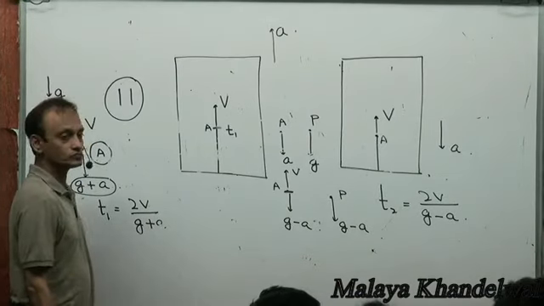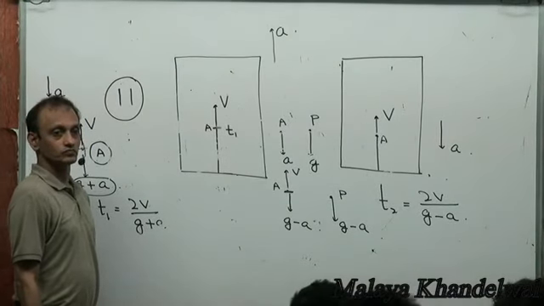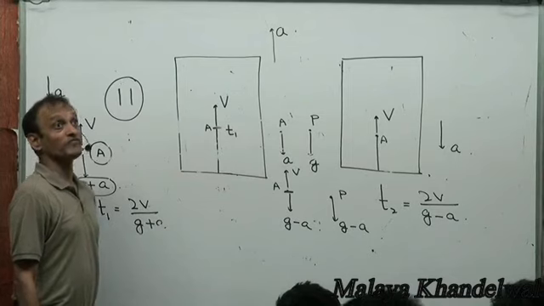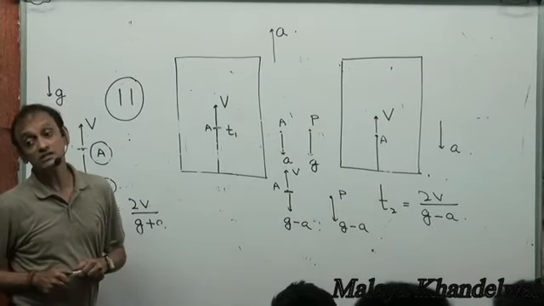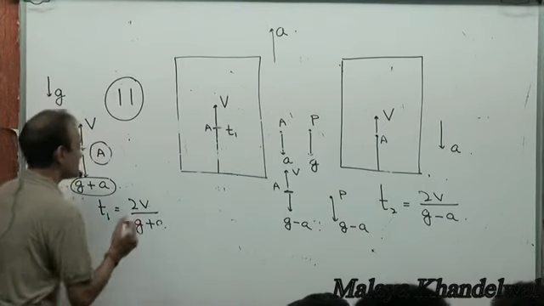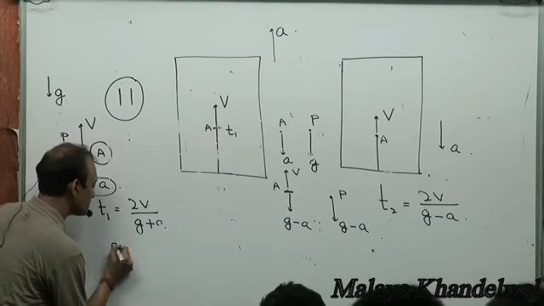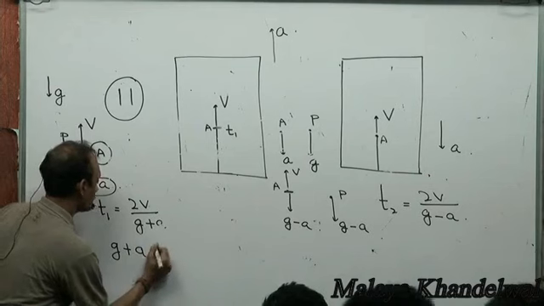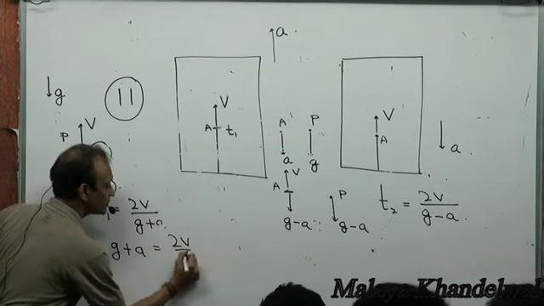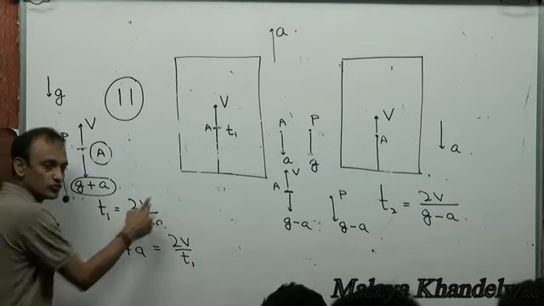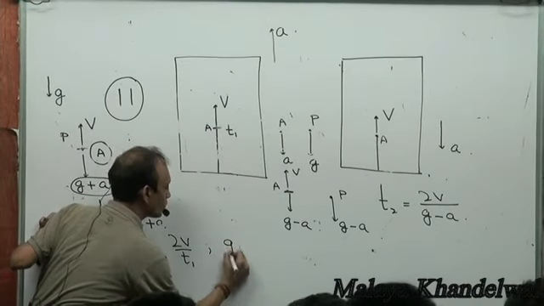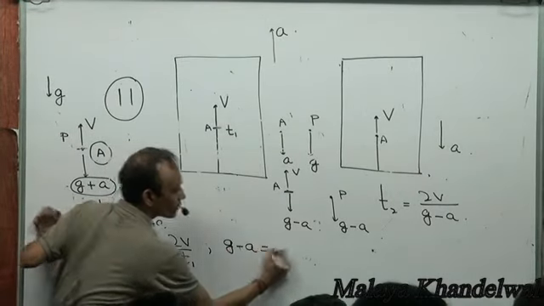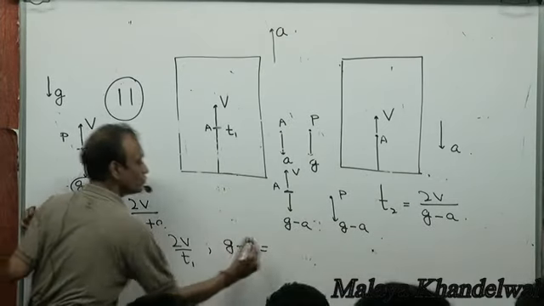Yes or no? Where V is the relative velocity with respect to A that the particle was launched with. So G plus A, as you can see, is 2V by T1, right? And G minus A is 2V by T2.